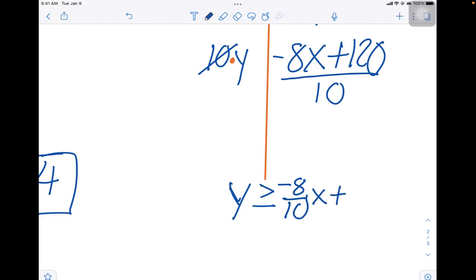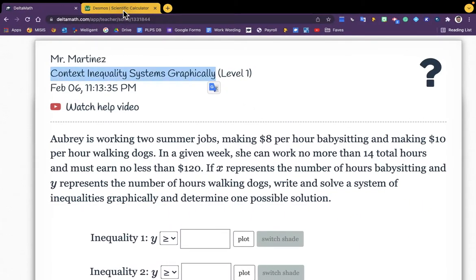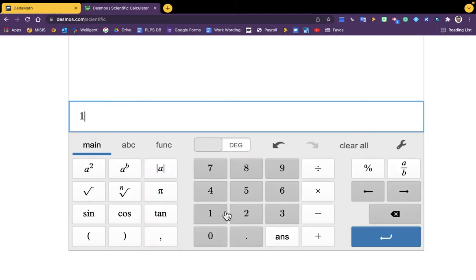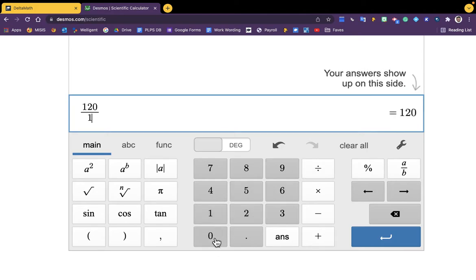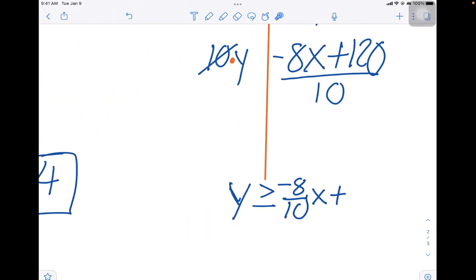Plus 120 divided by 10. Well, if I'm not sure, I'm going to use my calculator. So if I go here, and I have my calculator here, 120 divided by 10 gives us 12. Look at that. So I'm going to go back here, and I get 12 right here.